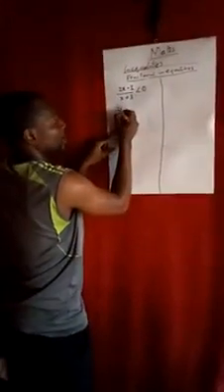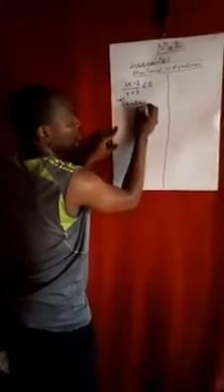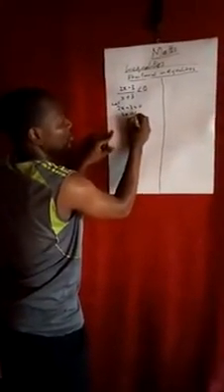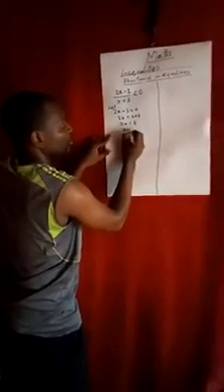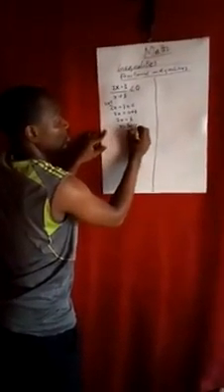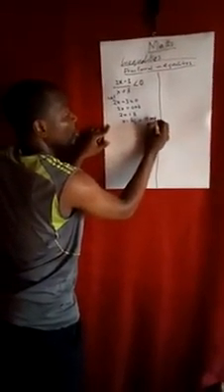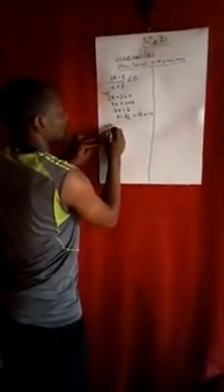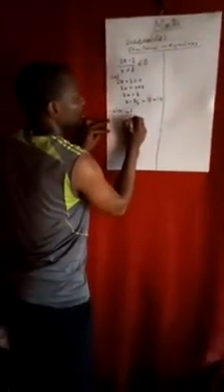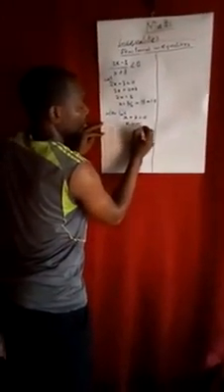So we have 2x minus 3. We say let 2x minus 3 equal 0. So 2x will be equal to 0 plus 3, that means 2x equals 3, and x equals 3 over 2, or one and a half, or 1.5. Any of the answers will be valid. Also we say let x plus 3 equal 0. So our x will be equal to minus 3.